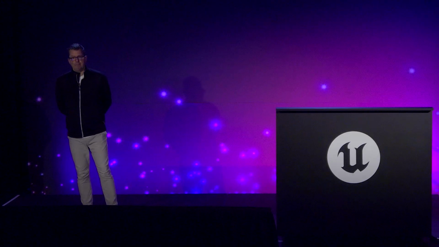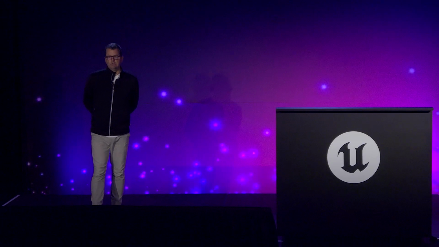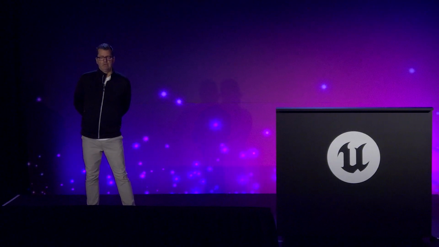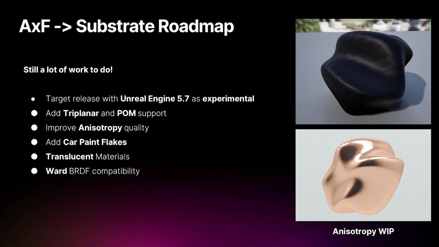So what's our roadmap? There's still a lot of work to do. This is why right now we're in experimental mode. We may release this to the public somehow this summer through a Pantora release, and hopefully in the release of 5.7. We're currently working on adding triplanar and parallax occlusion mapping to the materials that we're creating so that it's easier to represent relief and texture, aligning the materials onto objects that may not have the right UVs.